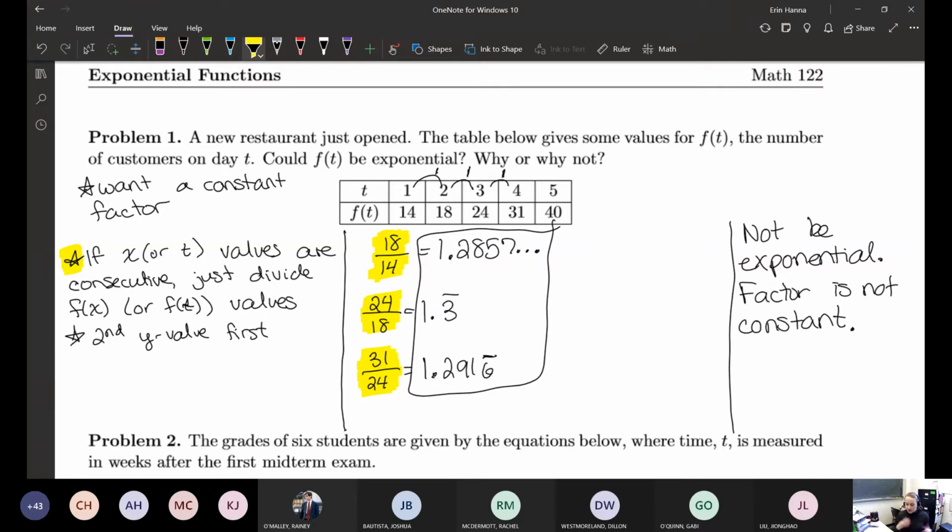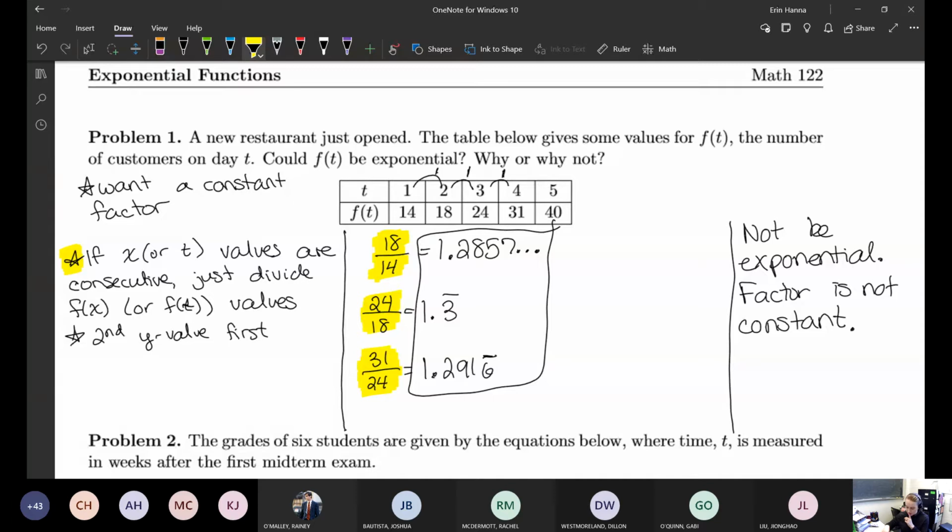And the point is, once you find all of those ratios, you check to see if they're the same. You know how with the slope, we were taking the change in y over change in x and seeing if they were the same number? Similar idea here. We're taking these ratios of these y values and seeing if they're the same number. Note how those are not the same number that we calculated out yesterday. 1.285 is not the same as 1.3 repeating, is not the same as 1.2916 repeating. So we did come to the conclusion that this data was not exponential because the factor is not constant.